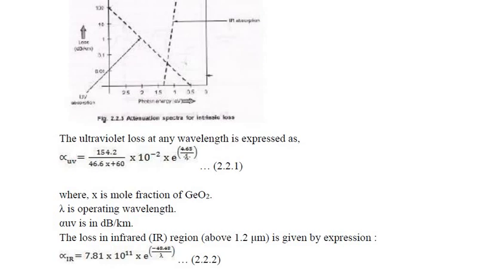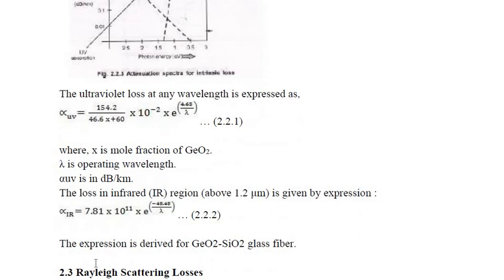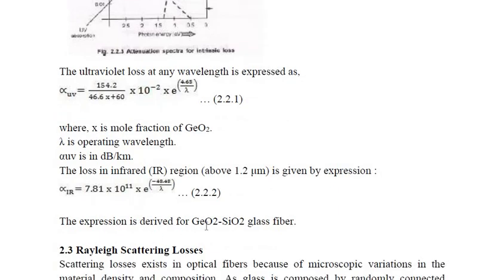The loss in the infrared region above 1.2 micrometer is given by the expression alpha IR, that is equal to 7.81 into 10 raised to 11 into e raised to minus 48.48 divided by lambda, 38.45 divided by lambda. The expression is derived for GeO2 SiO2 glass fiber.